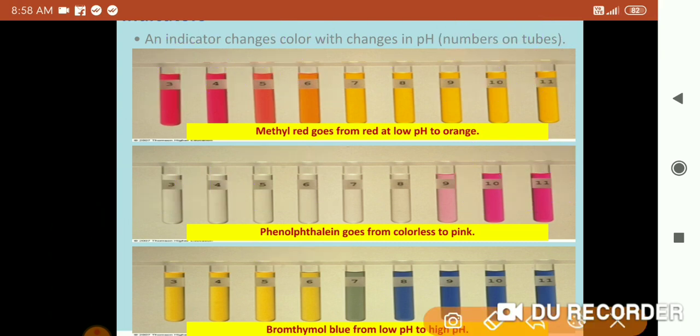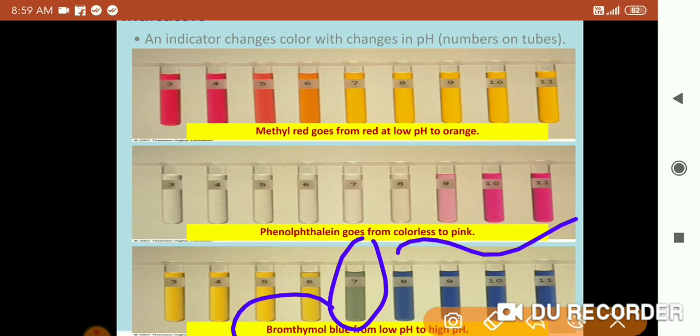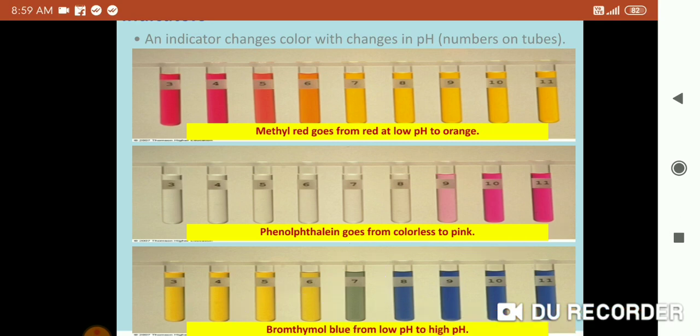Now the third indicator we have is bromothymol blue. You can see that it becomes yellow in the acidic pH. At 7 you can see the color, it is green. And then it becomes blue in the basic pH. So these are the three other indicators which are used in addition to universal indicator and litmus indicator.